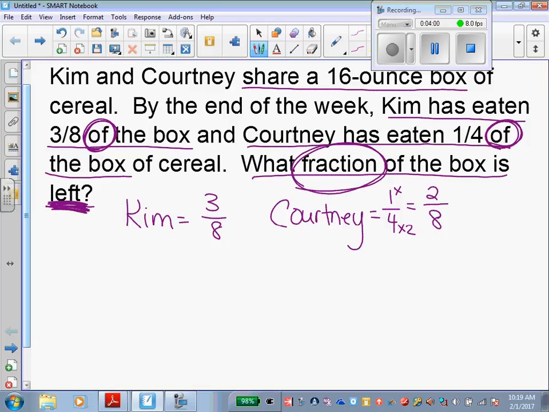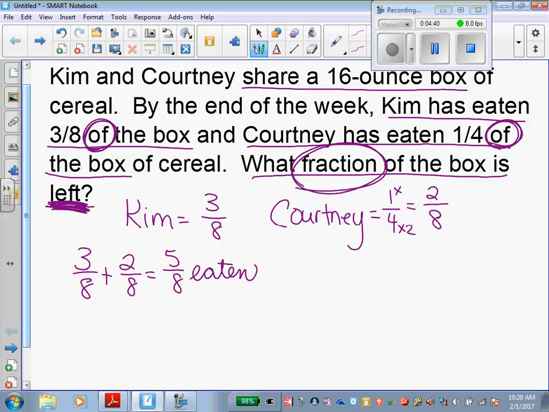All right, and the question says what fraction of the box of cereal is left? What could I do to figure out what fraction is left? Mayar. Okay, so I need to first figure out how much total was eaten. So if we have 3/8 plus 2/8, what fraction was eaten? 5/8. All right, so we have 5/8 eaten.